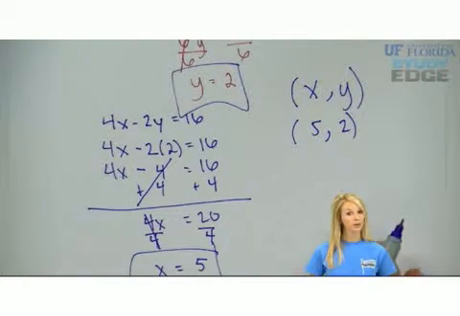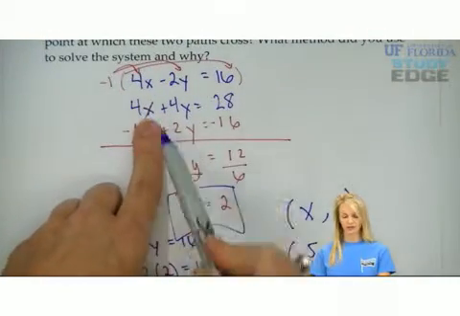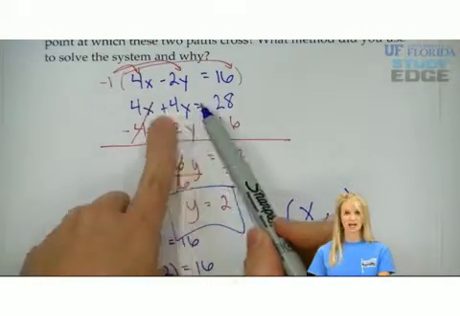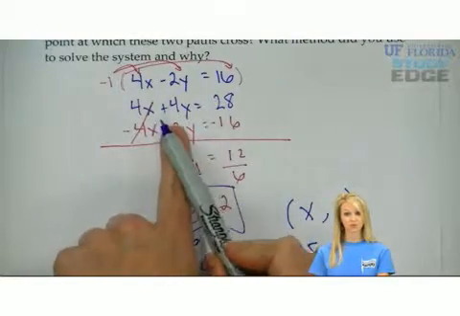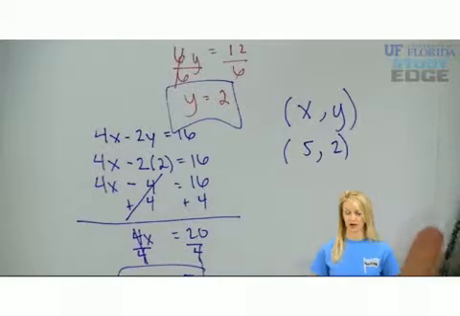Now remember, you can always check your answer. What you want to do, look at your second equation. Plug in 5 for x, plug in 2 for y, and make sure that your left side of the equation equals your right side of the equation. Always good to check your work whenever you're doing algebra problems.